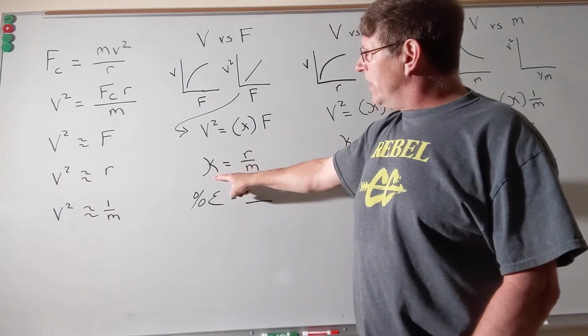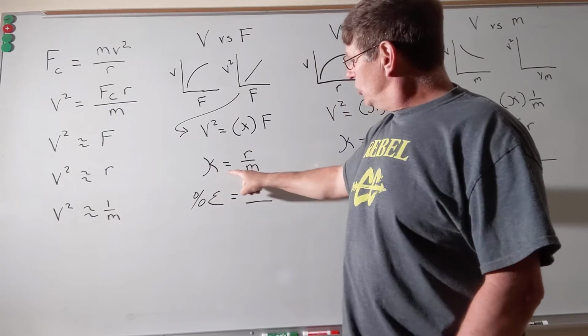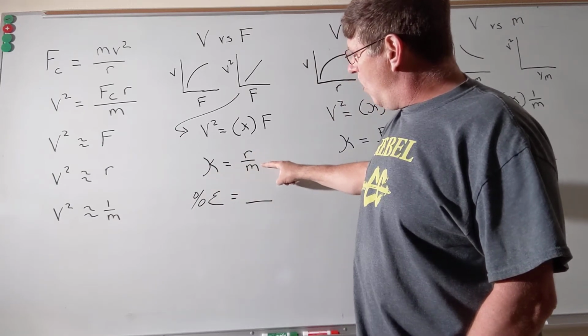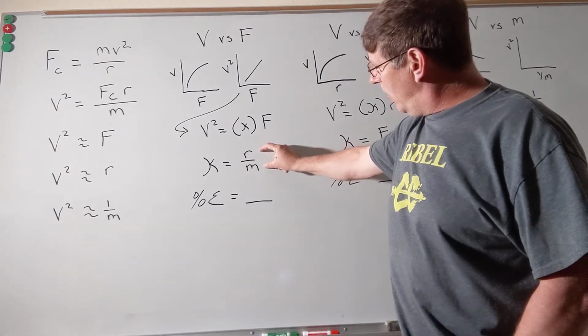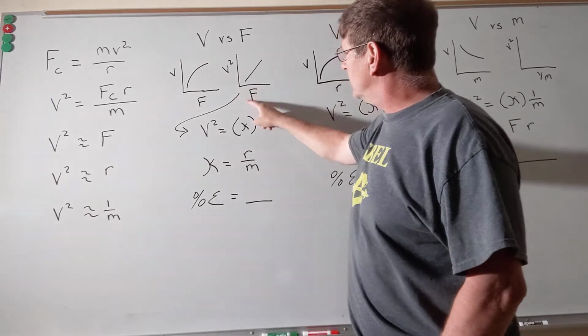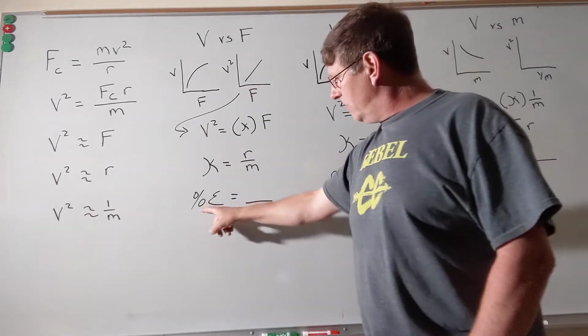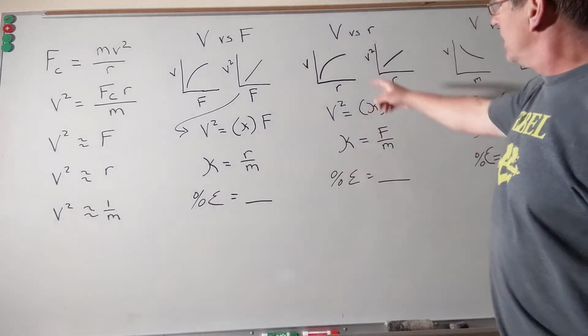But we know because of our proportionality that that constant should be related to r over m. So if we take our data and we divide r by m, it should equal the slope of our v squared versus F. And we can go ahead and find our percent error at that time. Do the same thing again.